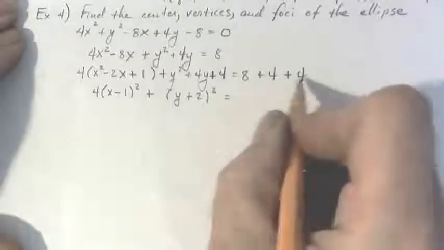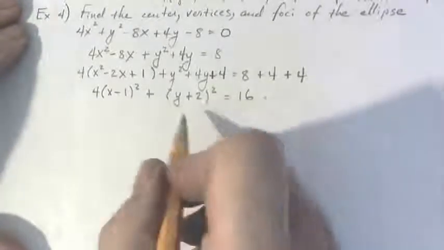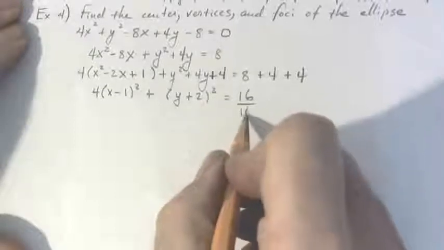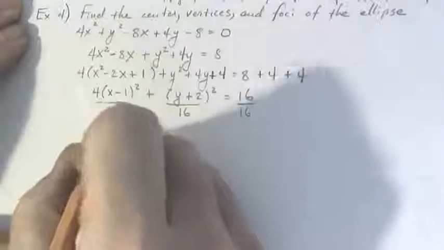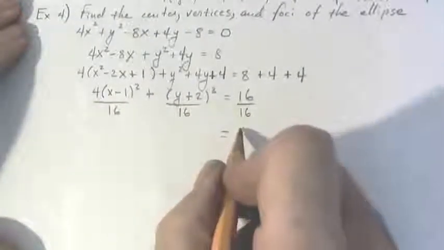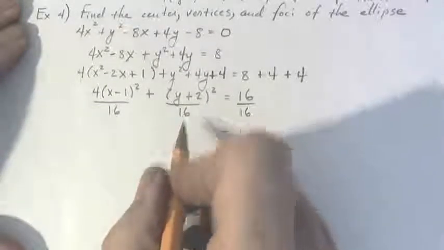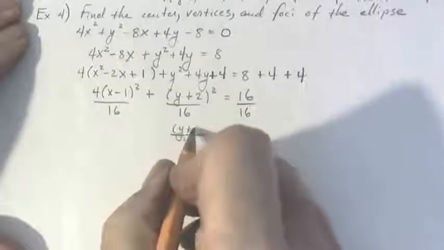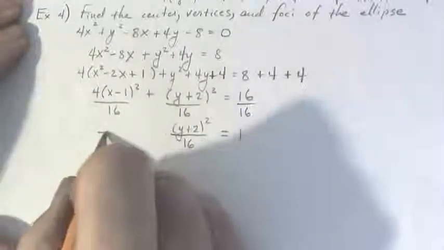And 8 is 16. The standard form of an ellipse always has a 1 on the right side, so we're going to divide by 16. And 16 divided by 16 is 1. This will just stay the way that it is. Now 4 goes into 16 4 times.